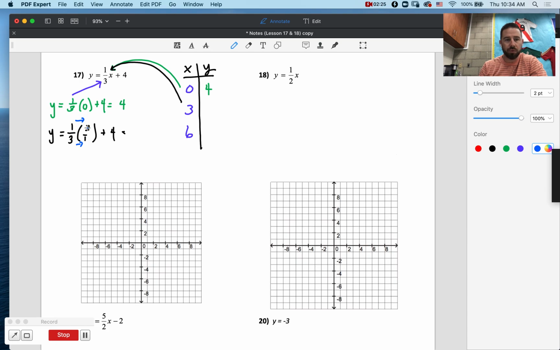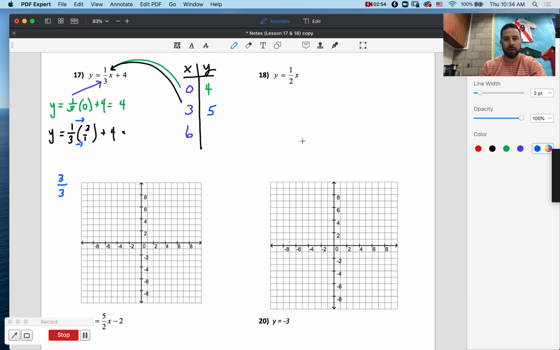So 1 times 3 is 3. I'll make a note over here. 1 times 3 is 3. 3 times 1 is 3. Okay, you see how I did that? I multiplied straight across the top and got 3, multiplied straight across the bottom and got 3. And what's 3 divided by 3? Or 3 over 3? That's 1. So this whole thing here is 1 plus 4 is 5.